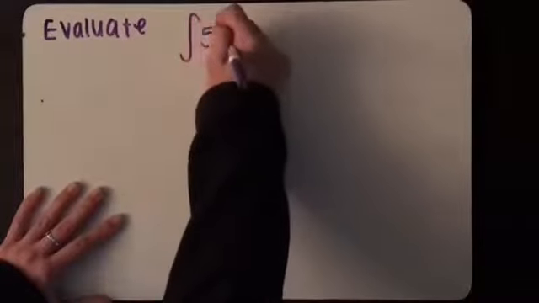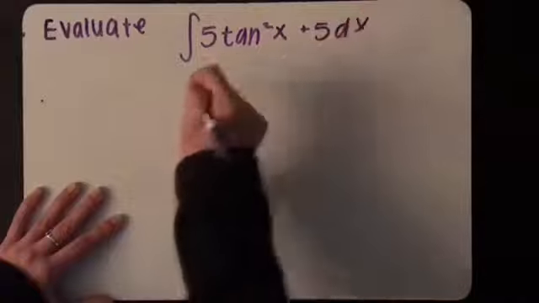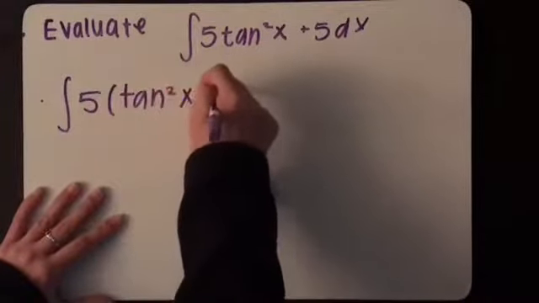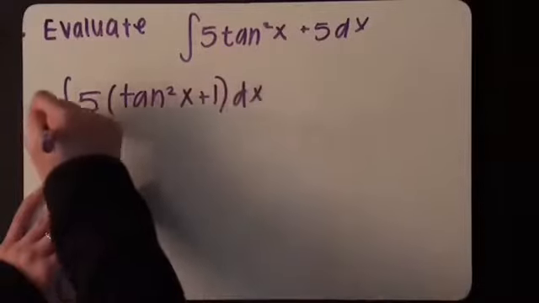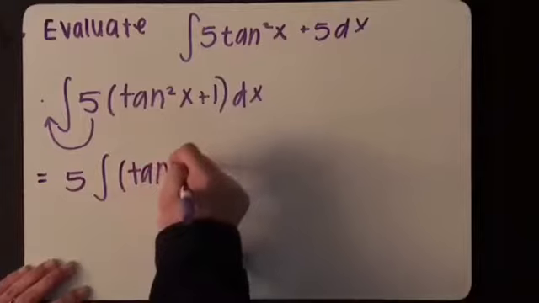For the first problem, we are going to evaluate the integral of 5 tangent squared of x plus 5 dx. Notice that you can factor out a 5 in the problem. So for the first step, we are going to factor out a 5 and place the 5 on the right side of the integral.